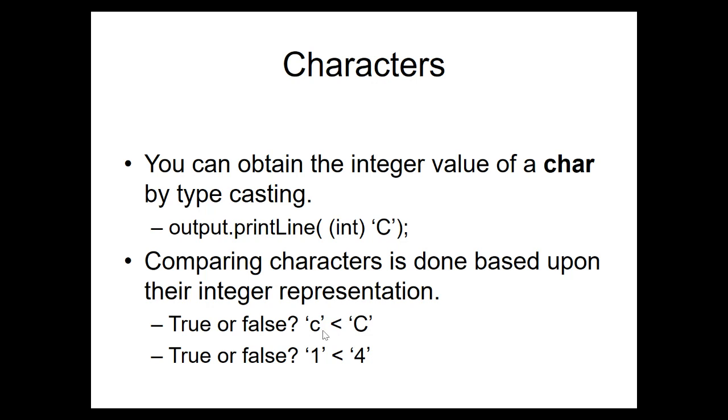When you looked at the ASCII table, these have different codes. So is this true or false? Lowercase c being less than uppercase C. It's actually false, because if you remember, all the uppercase letters came first, so their numbers were less than the lowercase numbers. Seems a little counterintuitive, but that's the way they wrote the table. So this is sensible. The character for the digit 1 is actually less than the digit 4, which is a sensible thing for them to do. So that would result in true.